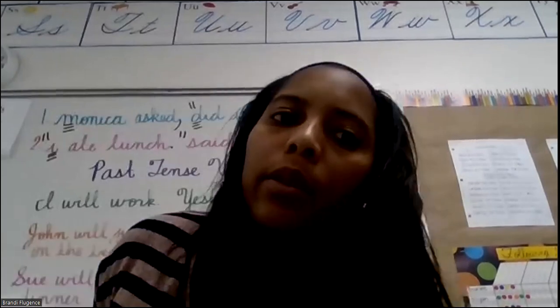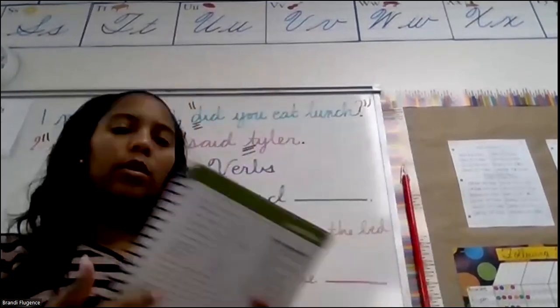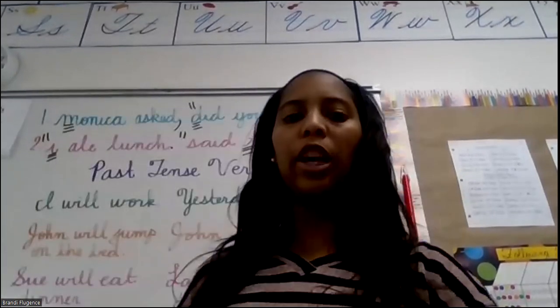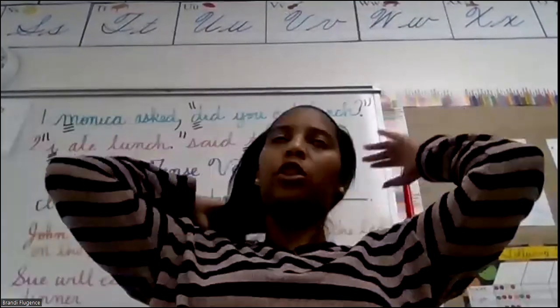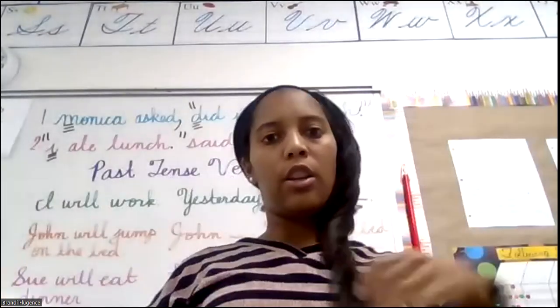All right, let's go ahead and go over our dictation. We're writing the whole word. First word is shelter. Shelter. Like we had to take shelter to not get wet from the rain. Shelter. Shelter.